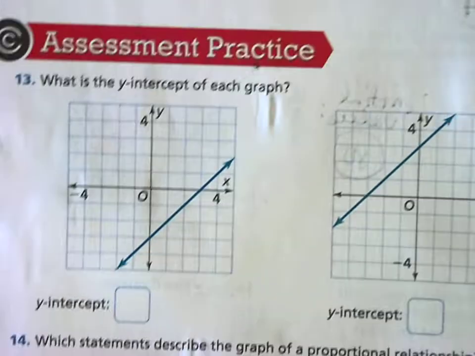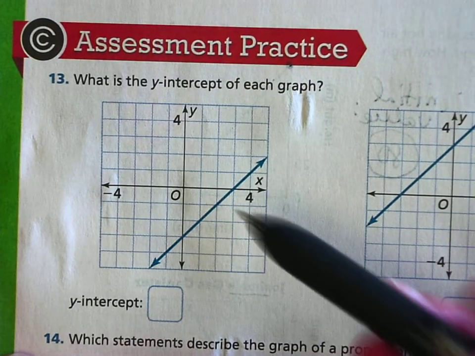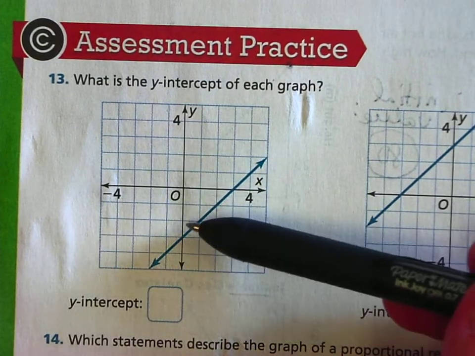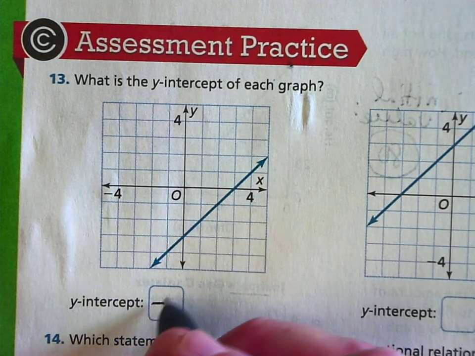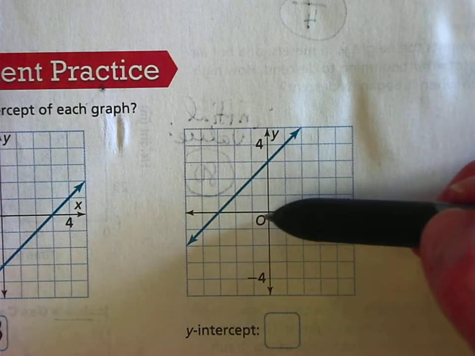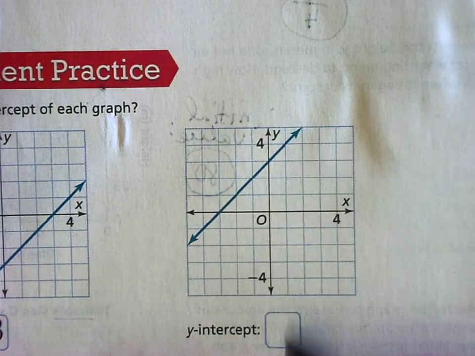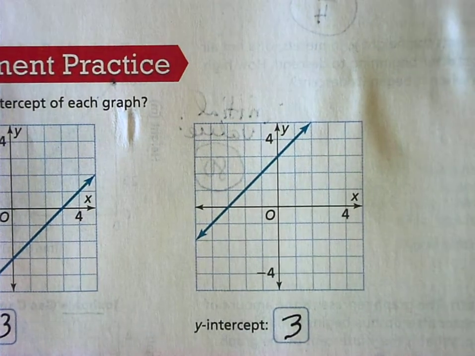Okay, remember, your y-intercept is where the line crosses the y-axis, the initial value. So this would be -1, -2, -3. That would be the y-intercept or initial value. This one would be +1, 2, 3. This one would be +3. Okay, I hope that helps.